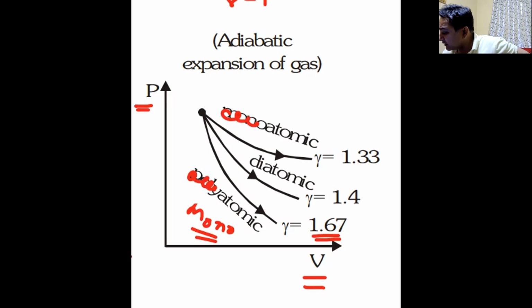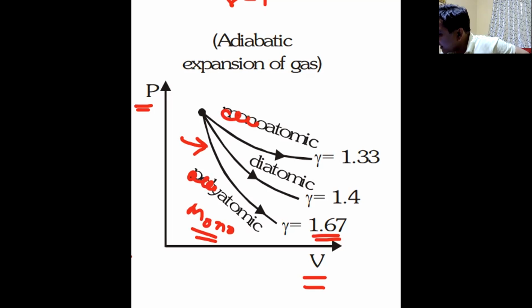And therefore, the graph for monoatomic gas, the graph which is the lowest of the three, is the steepest graph. It is very steep. And this is the graph for a monoatomic gas because the value of gamma is the highest, 1.67, and therefore the graph for monoatomic gas is the steepest. Do we understand this?